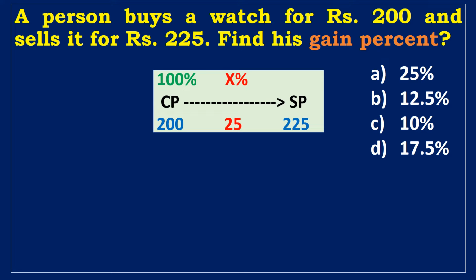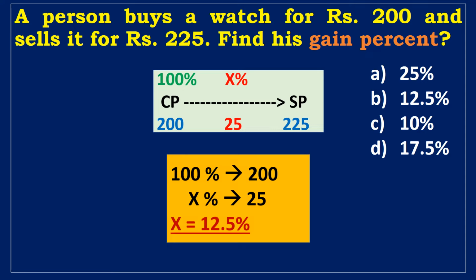Gain is calculated as selling price minus cost price. Thus 225 minus 200 equals 25. To get the gain percentage, we must construct two equations, where 100% is 200 rupees. X percent is 25 rupees. By cross-multiplying the terms, we can obtain the profit percentage. Otherwise, divide both sides of the first equation by 8 to get X percent, which is equal to 12.5.